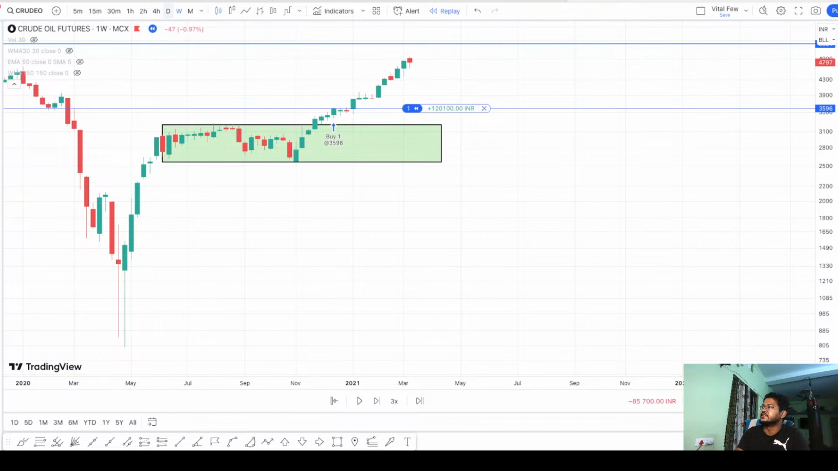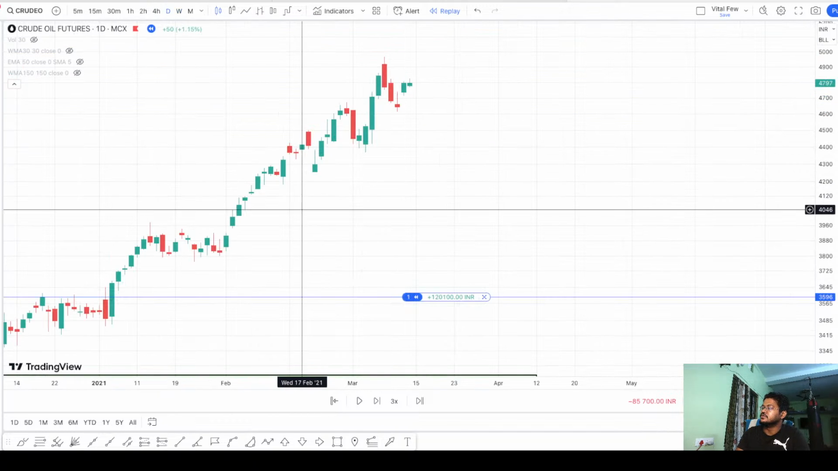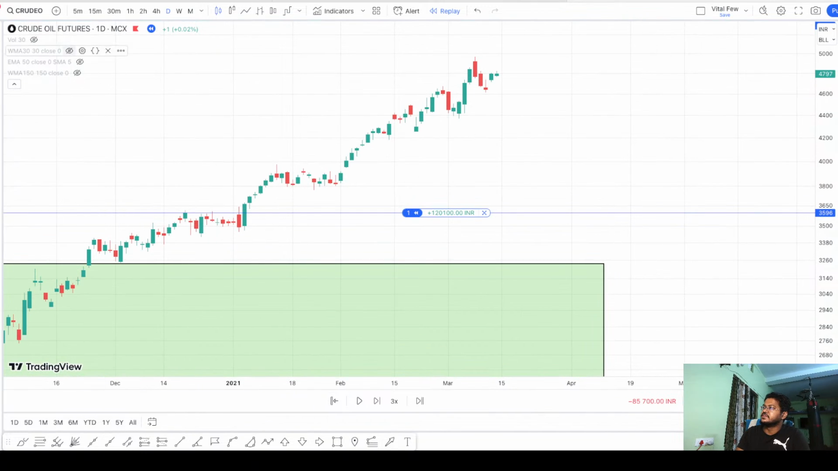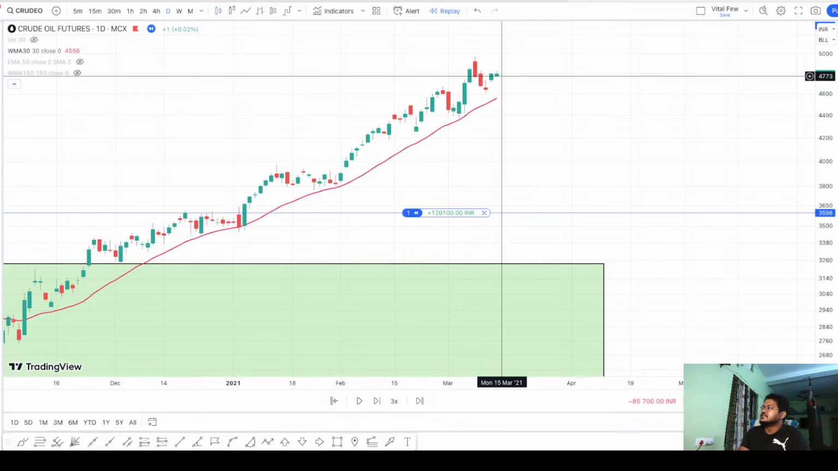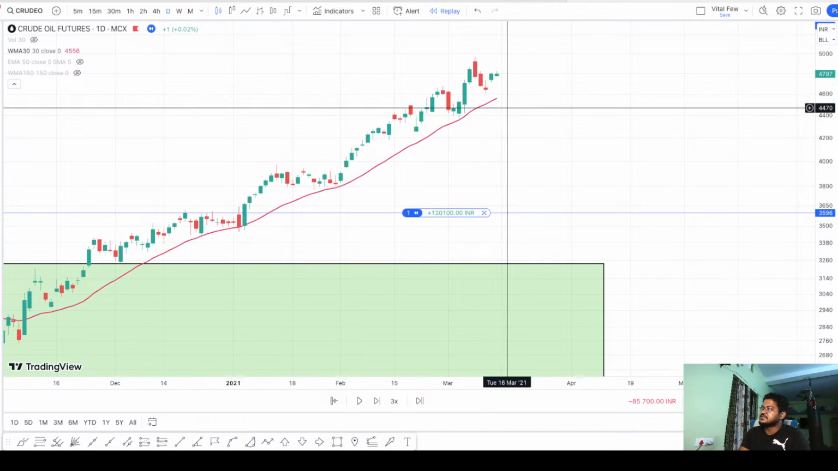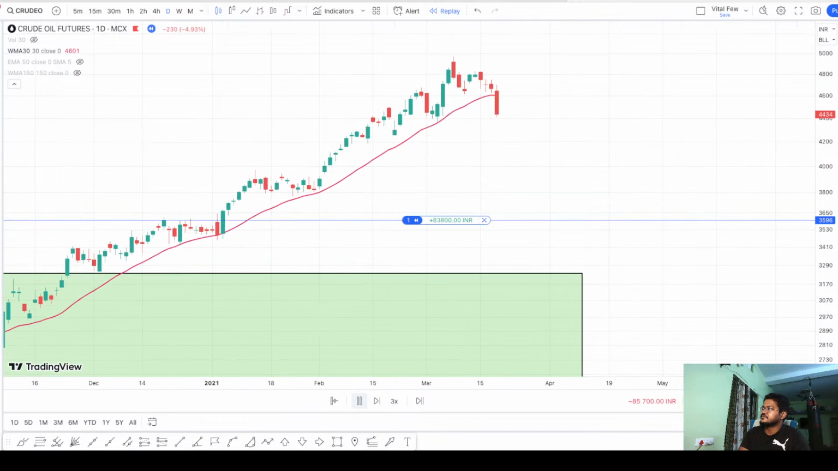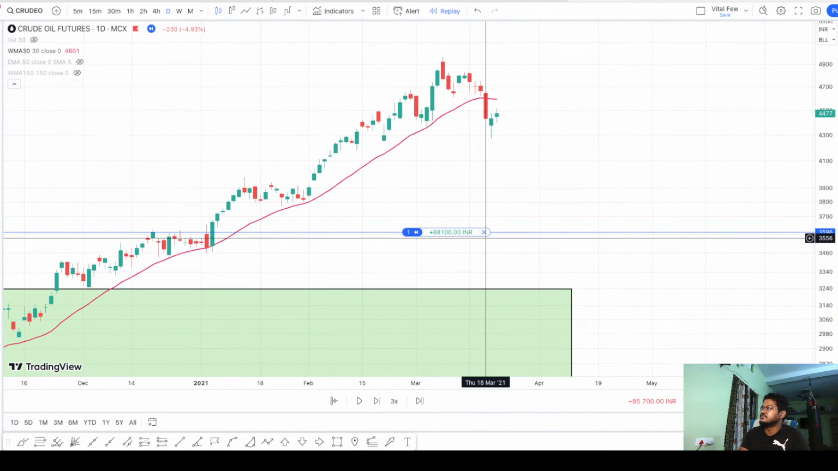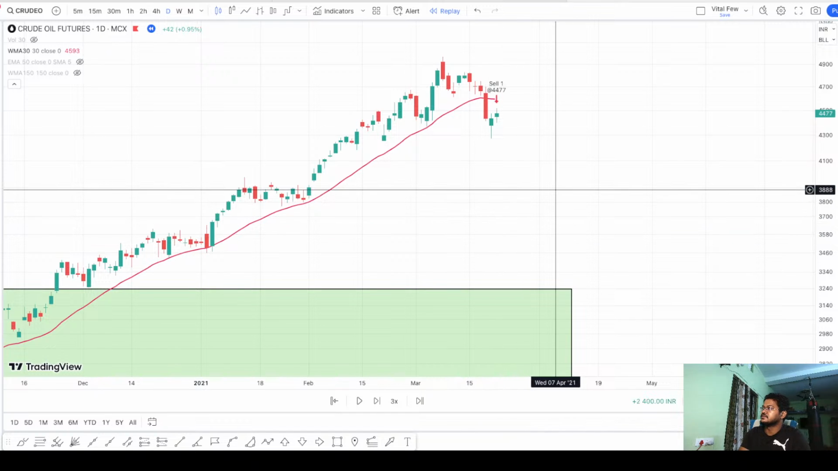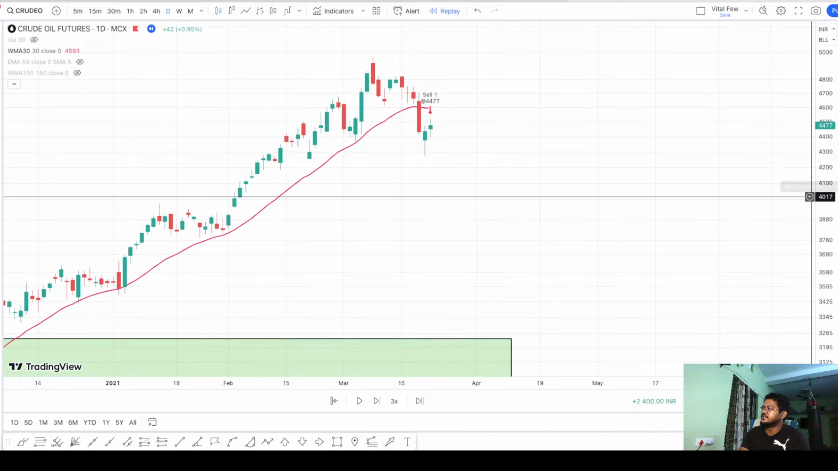Now we are getting to see some weakness, so we'll track it using this 30 period moving average. As soon as the price breaches this 30 period moving average in the daily time frame, we'll exit. This is the strategy. Done. It has breached, so we'll exit from here. Now we have closed a profitable trade, and you can see the whole negative has now become positive. 2400. Now we'll wait and see what happens next.